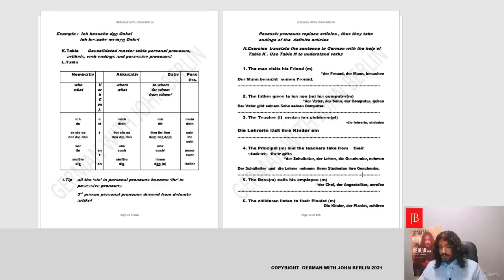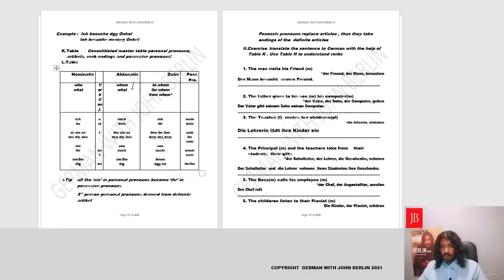Okay, moving forward. The boss calls his employee. Okay. So what is the boss? Let's find out. It's who. Boss is masculine, der. So we'll choose der. And boss is called chef. So der Chef. Perfect. The verb to call is anrufen. It's again a separable verb. We have two parts of the verb, an and rufen. Yes. And we'll conjugate the main verb, which is rufen, for third person. Yes. So it'll become der Chef ruft.